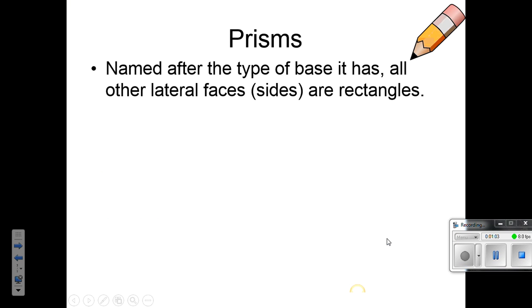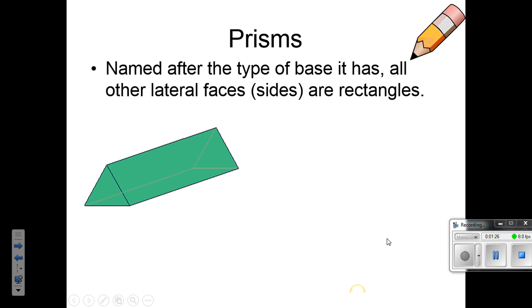First of all, you should write down what prisms are. Prisms are named after the type of base it has. All the other sides would be rectangles. And we call those other sides lateral faces. So you don't need to draw it, you need to write down what it means to be a prism.